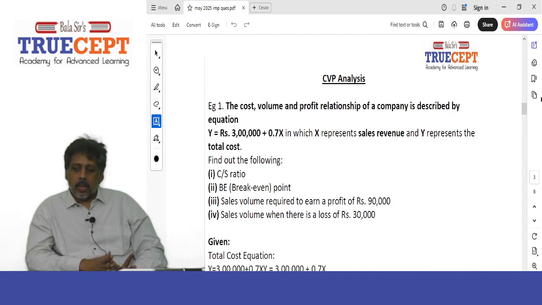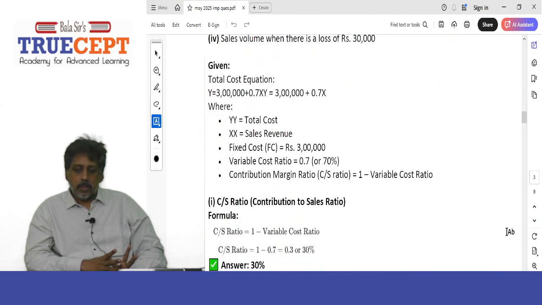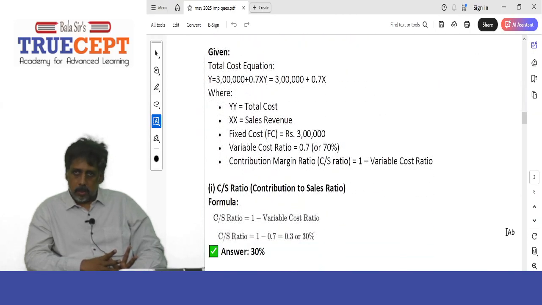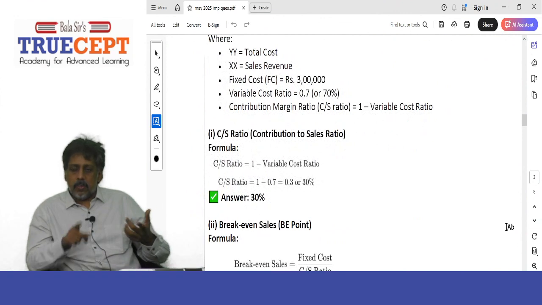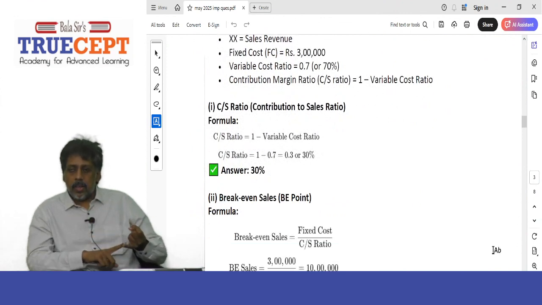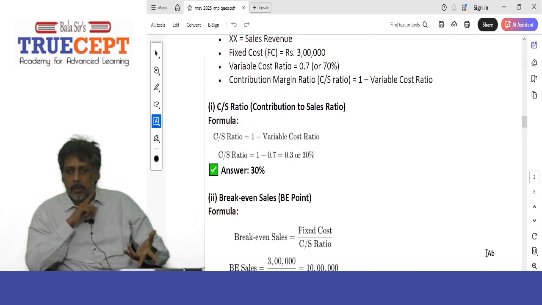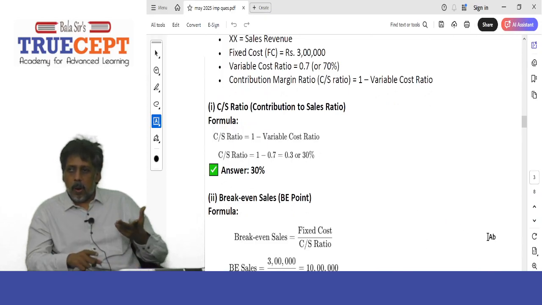So refer to the solution. Given the total equation is y equals 3 lakh plus 0.7x, where y is the total cost, x is the sales revenue and fixed cost is 3 lakh. Variable cost ratio is 0.7 or 70% and contribution margin or contribution to sales ratio is 1 minus variable cost ratio. So it is 1 minus 0.7 which is 0.3, or I can say the PV ratio is 30%. Answer: 30% or 0.3.